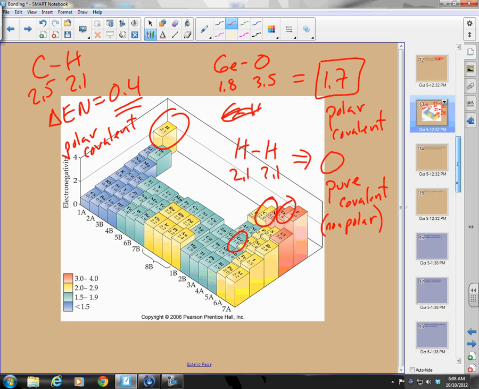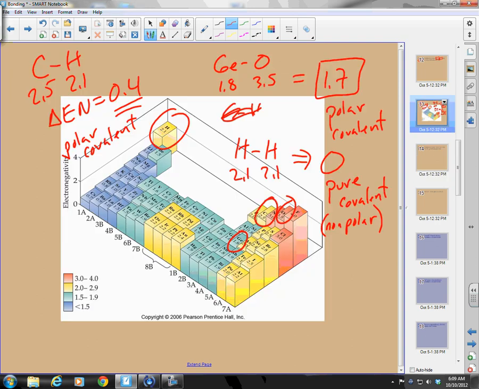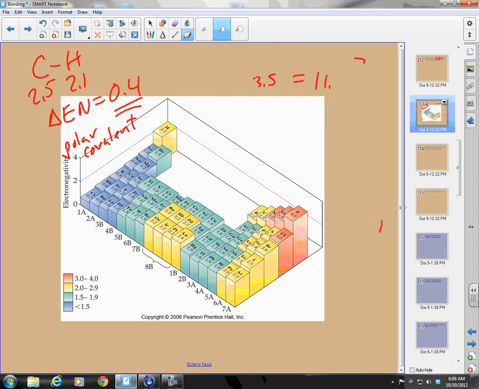Okay, here we go. Why don't you guys give this one a shot? Chlorine chlorine, sulfur chlorine, and zinc chlorine. Pause me and bring me back when you have answers. Well, chlorine's a piece of cake, right? Because chlorine, let's clean this up. Zinc, I love this magical thing.